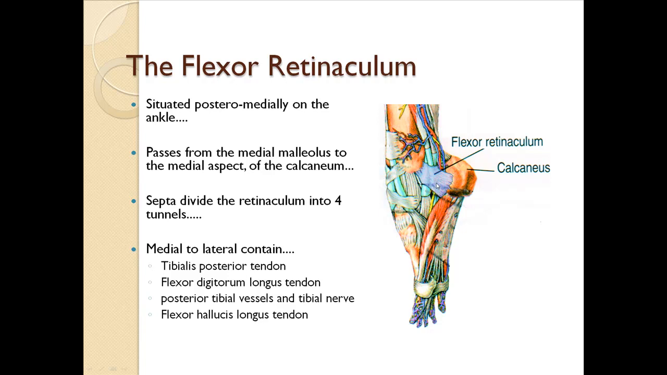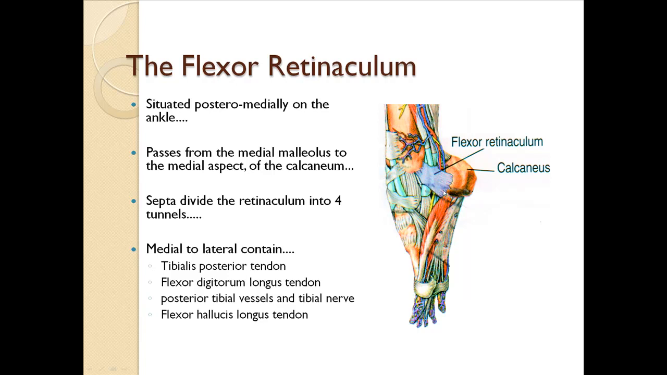We've then got a separate tunnel for the tibial nerve and the posterior tibial artery and tibial vein. And then the final tunnel over here is the tendon of flexor hallucis longus. And most medical students remember the order of these tendons by the term Tom, Dick and Harry. So Tom being tibialis, Dick being digitorum, and 'and' being the artery, nerve and vein, and Harry finally being the tendon of flexor hallucis longus.